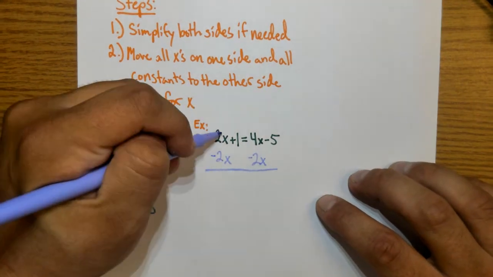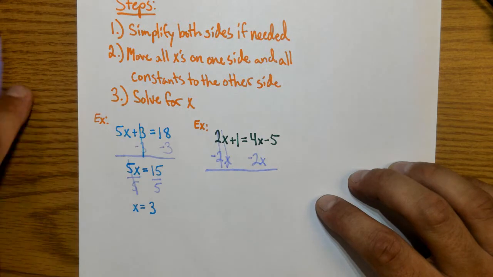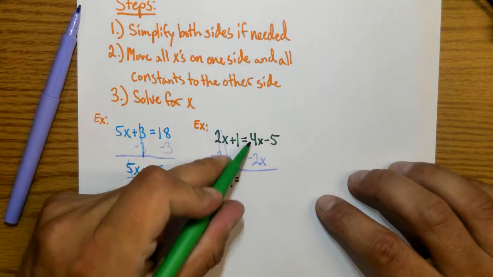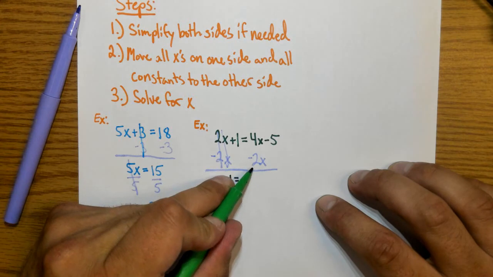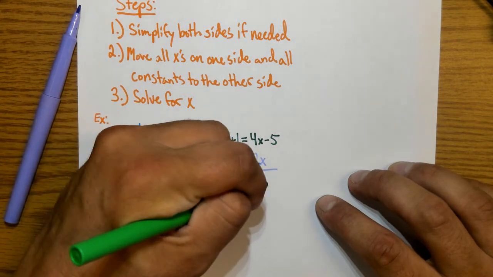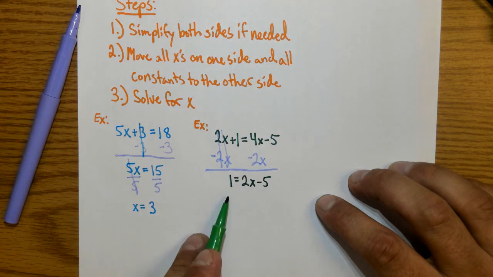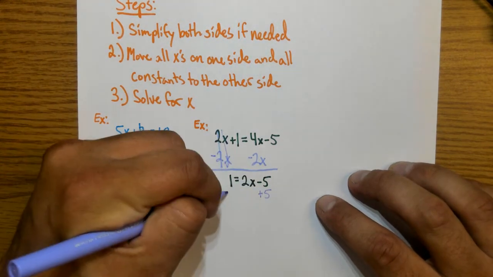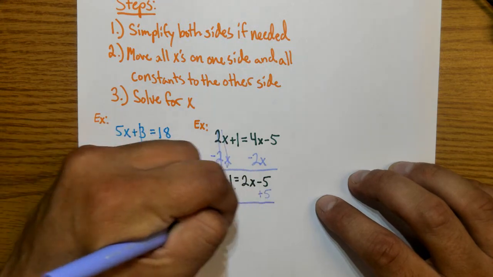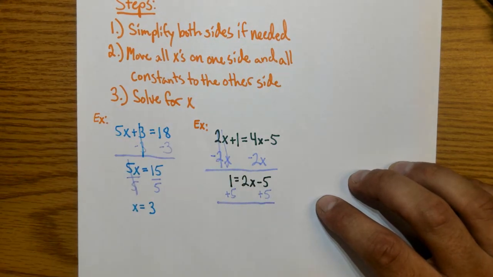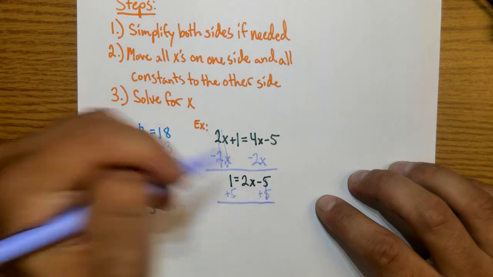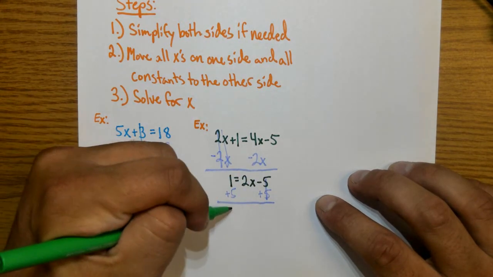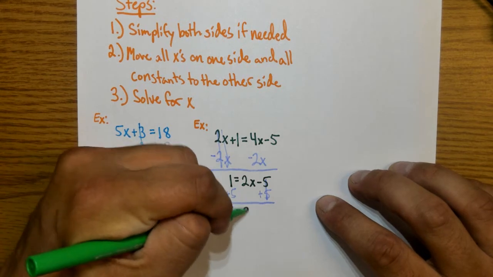And this will cancel this out, which will leave us with 1 equals 4x minus 2x, which is positive 2x, minus 5. And then finally we want to move this constant over, so it's being subtracted, so we want to add 5. That'll cancel that out. So 1 plus 5 is 6, is equal to 2x.